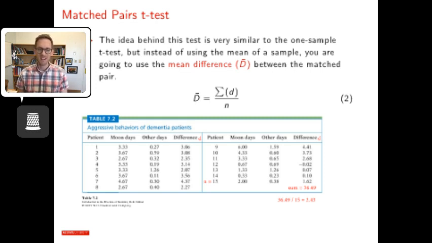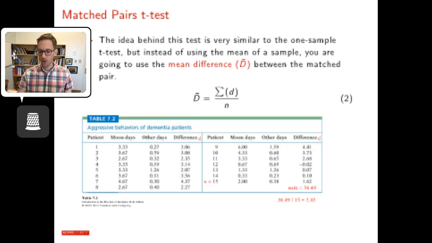So this is an example from your book. There's often the theory about the full moon and how hospitals and even schools can misbehave, or at least behavior incidents seem to arise. So here we have aggressive behavior for patients with dementia. And the sample size here is we have 15 different cases. And they measured their aggressive behavior on days when the moon was full and then on other days, okay? And then they took that difference. So those are the columns. You have patient, moon days, other days, and then difference. That difference is the d that we're looking for.